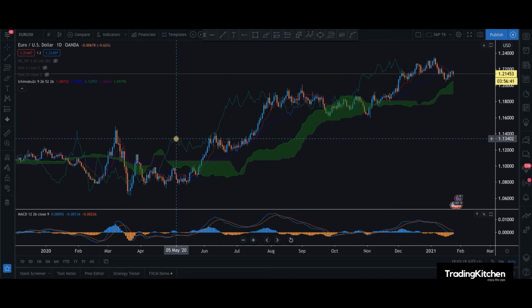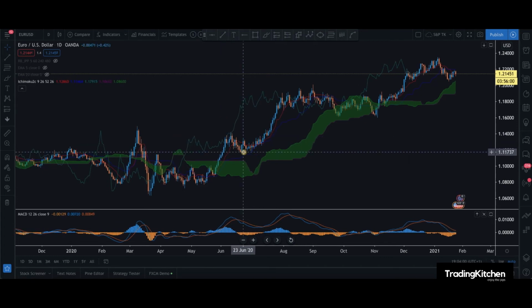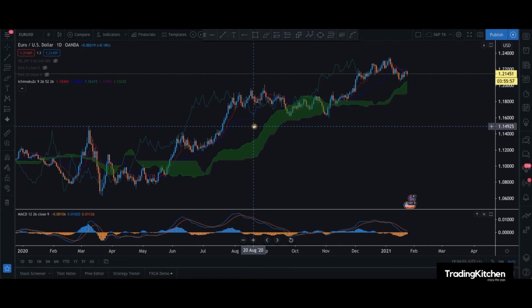But as you can see, there are so many rules to be confirmed. Anyway, just an example. When the conversion line crosses above the slow moving baseline below the cloud, it is considered a weak buy signal, and vice versa. When the fast moving conversion line crosses above the slow moving baseline above the cloud, it is considered a strong buy signal. Okay, so let me check an example.